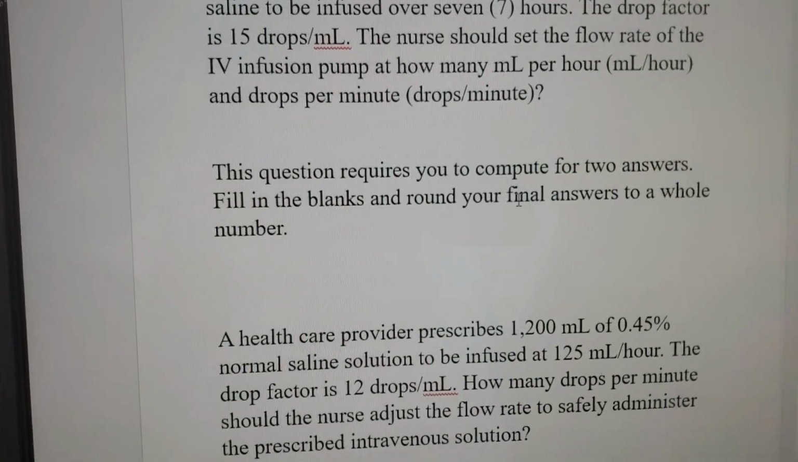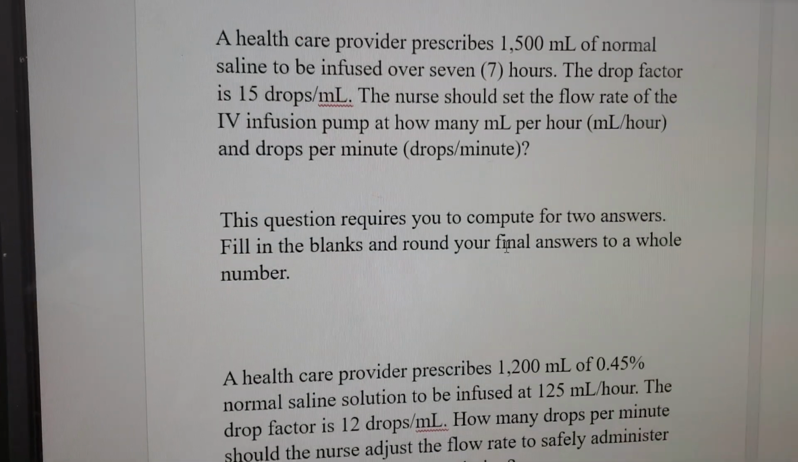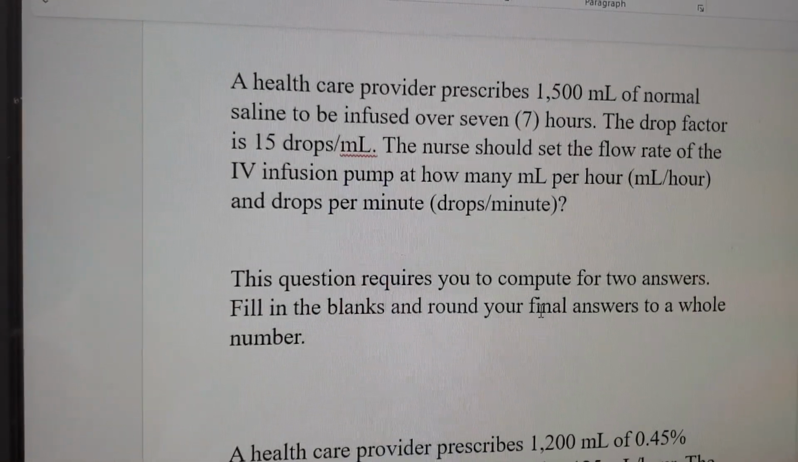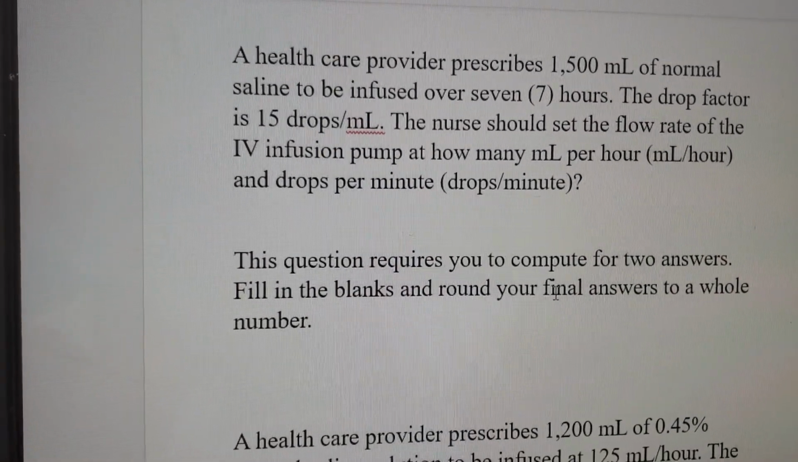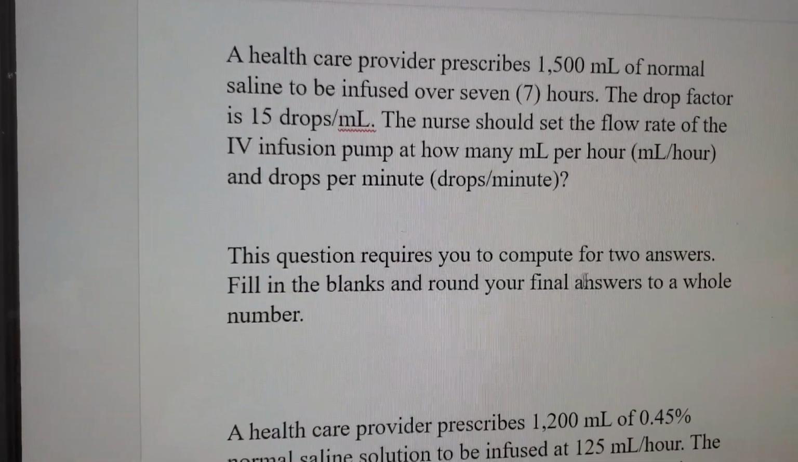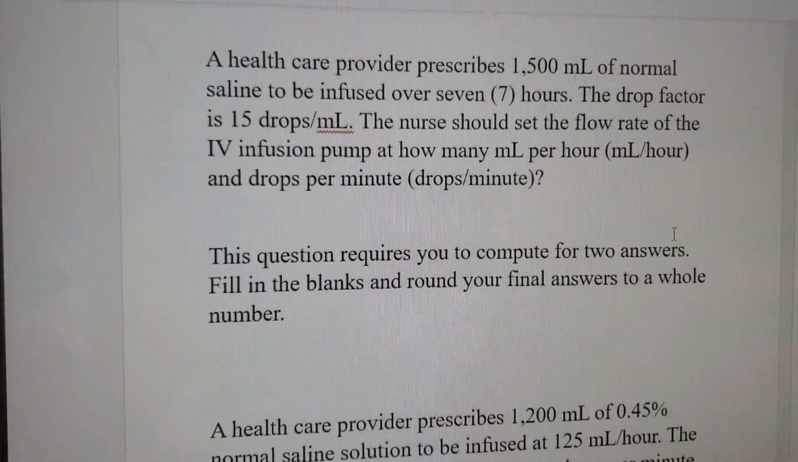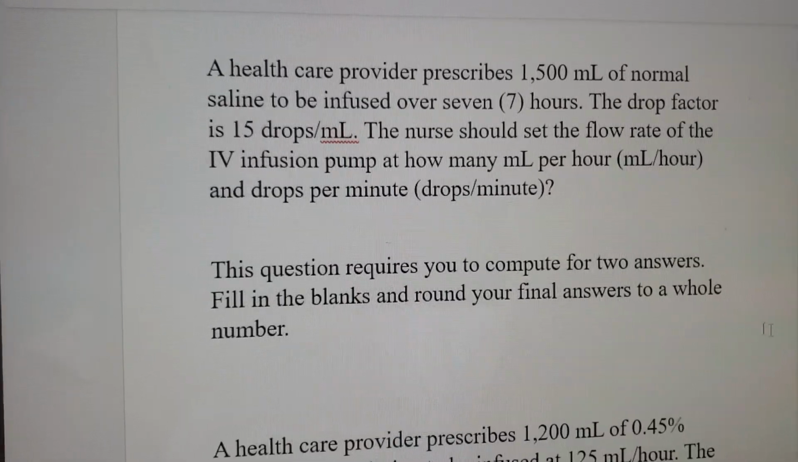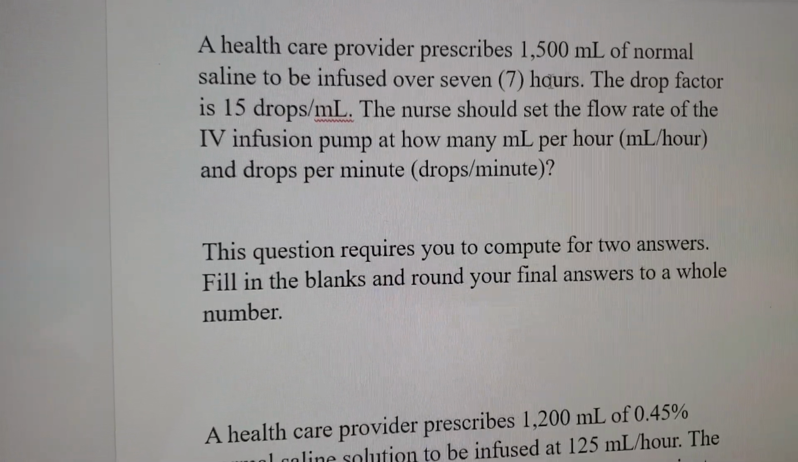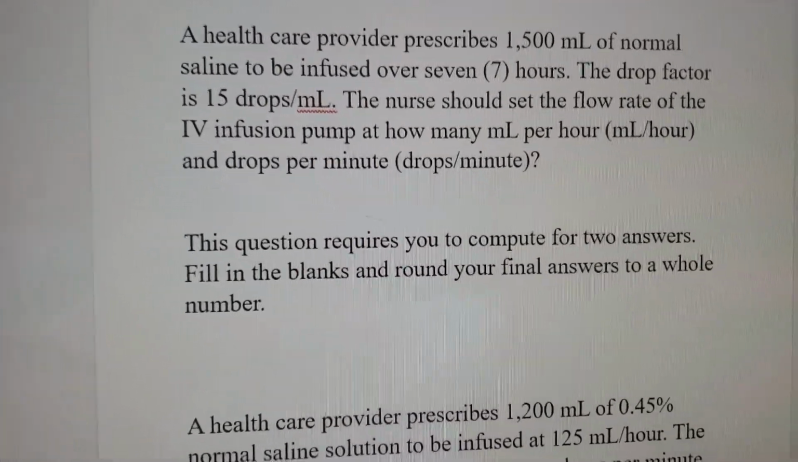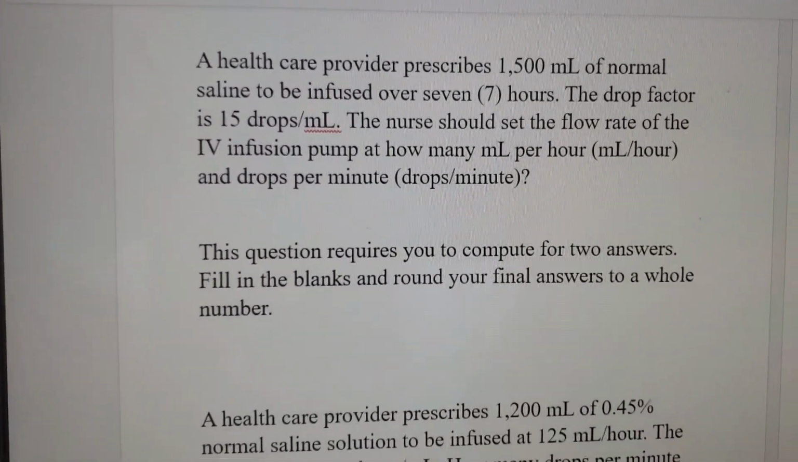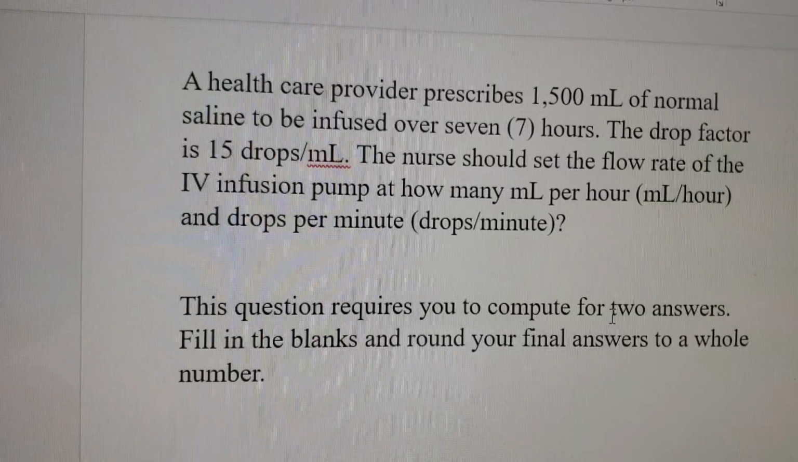So today we have some interesting questions for dosage calculation, and it deals with drop factor. So one of my viewers wanted me to do a little bit of drop factor dosage calculation. So I got some questions online, and then from my school as well, because every semester we do dosage calculation. So let's get into it.